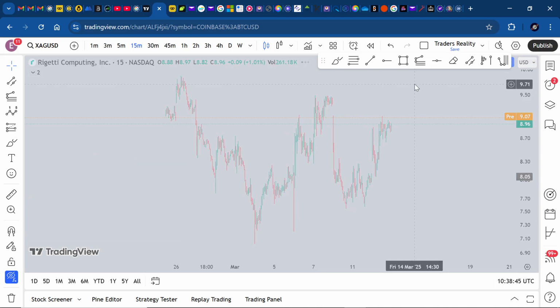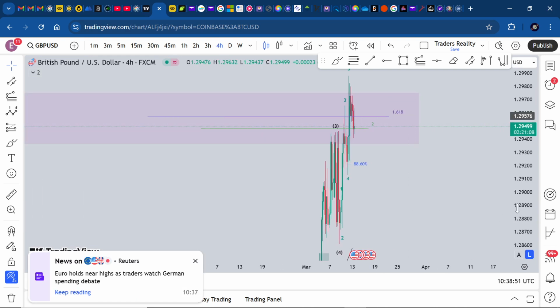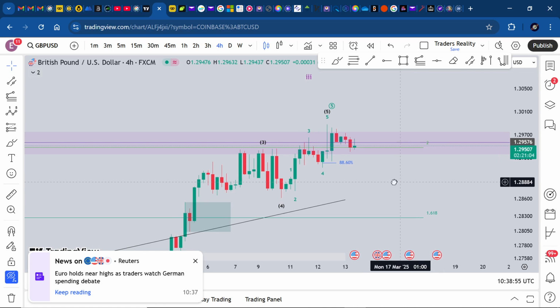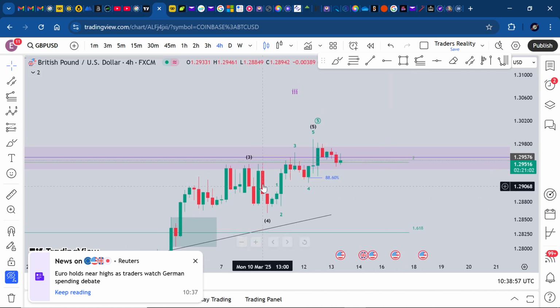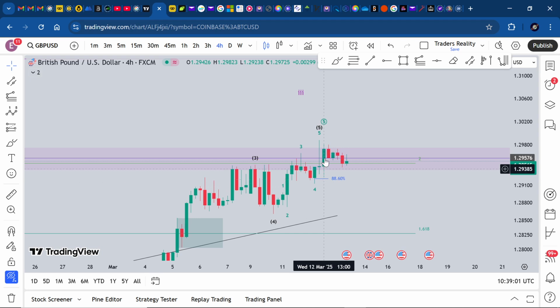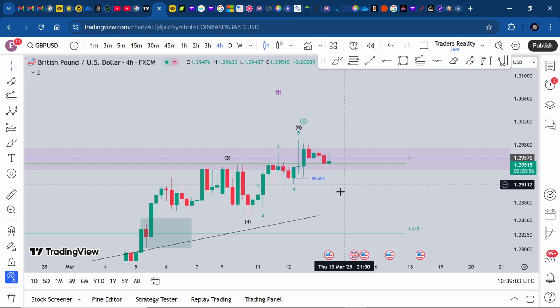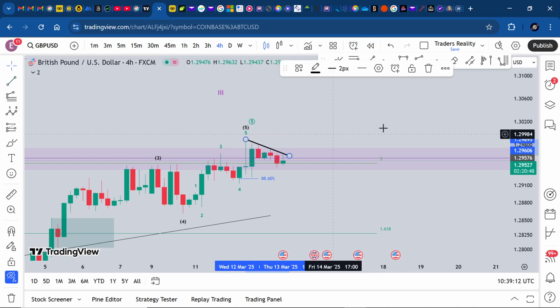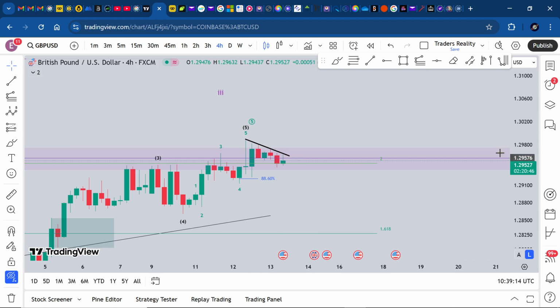GBPUSD. Okay. You can see the count. Alright. 1, 2, 3, 4, 5 valid, but just the way it's come up here and come down, it just looks like all of this is a liquidity zone. We got that trend line liquidity. Yeah, there. That's trend line liquidity.